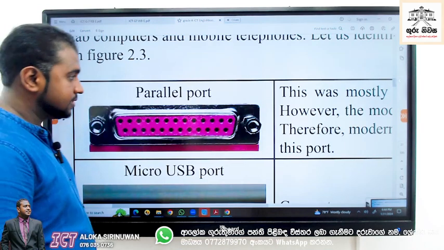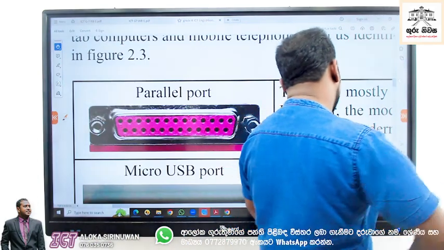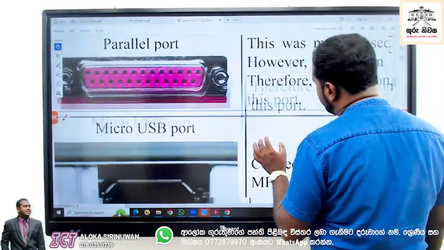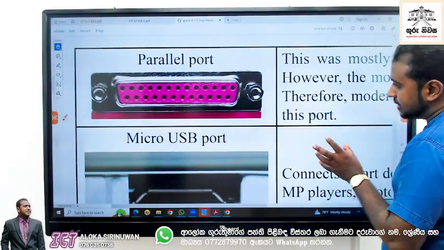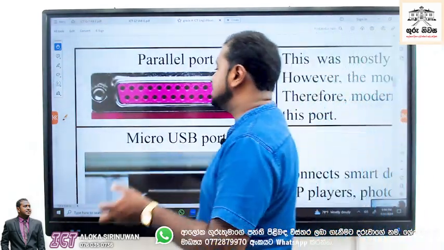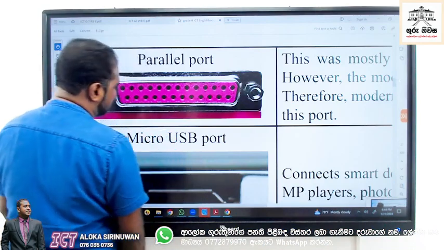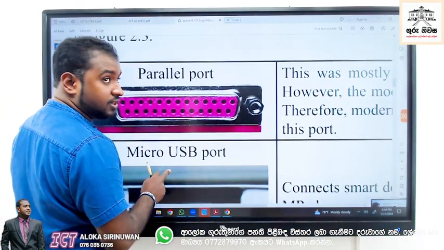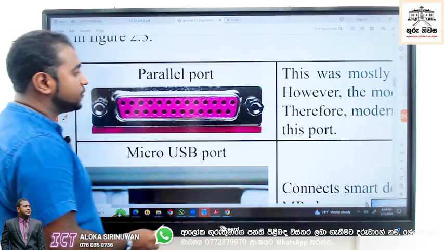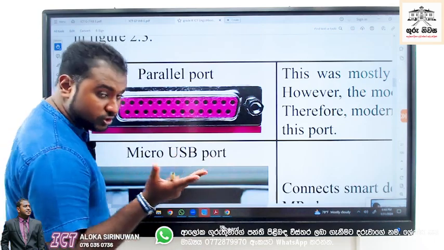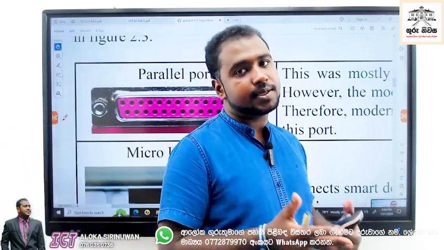So, my dear students, look here, everyone. This port was often used to connect the older printers. What was this port used for? To connect a printer with the computer. But in modern days we know we are using USB connectors to connect our printer with the computer.